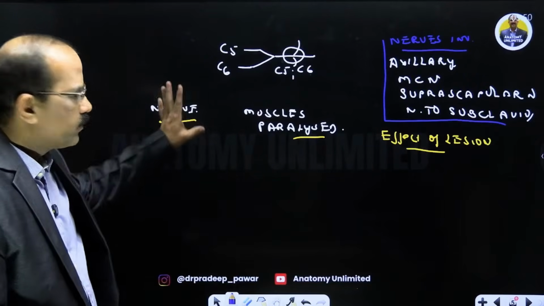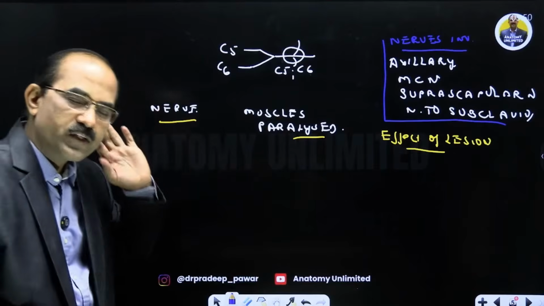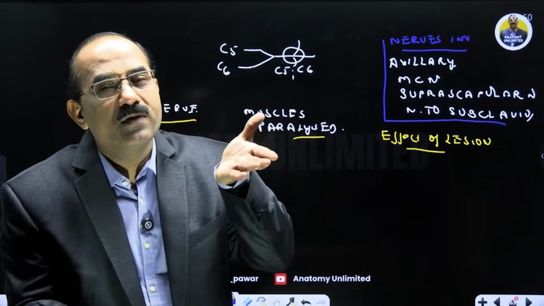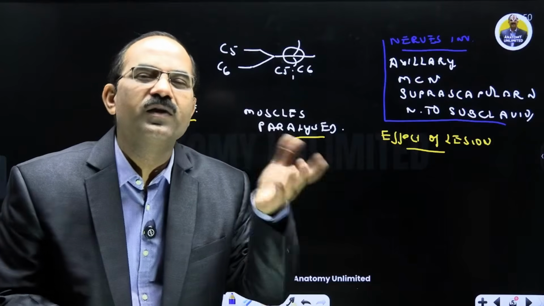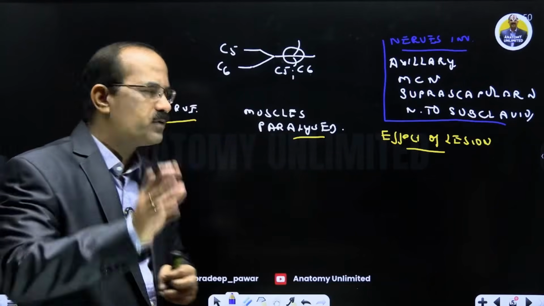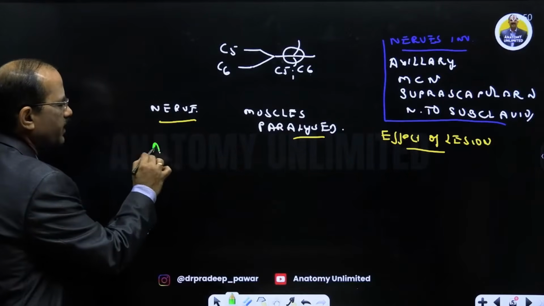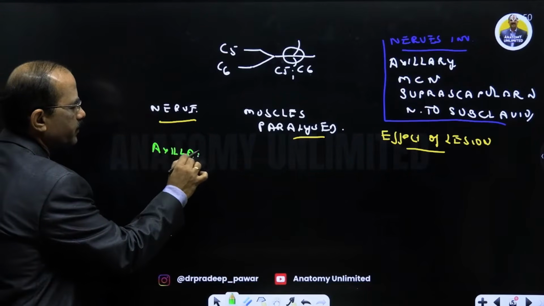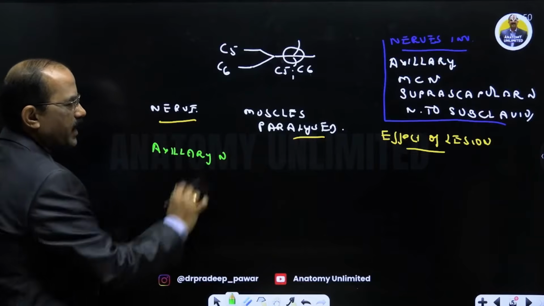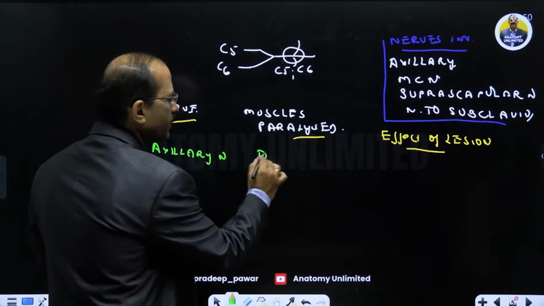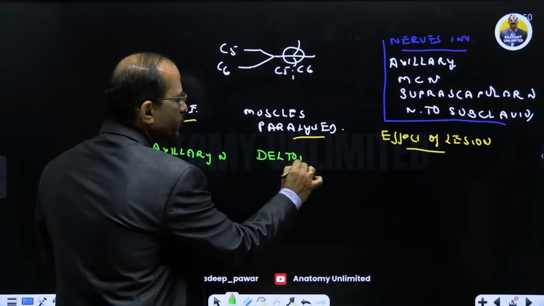So now we'll understand it like this. Which are the muscles paralyzed? And once muscles are paralyzed, how is the position of the upper limb? Come on, you'll understand this, it is easy. So we'll start with the axillary nerve. Nerve involved is axillary. The axillary nerve supplies two muscles. Number one is the deltoid. So deltoid is paralyzed.